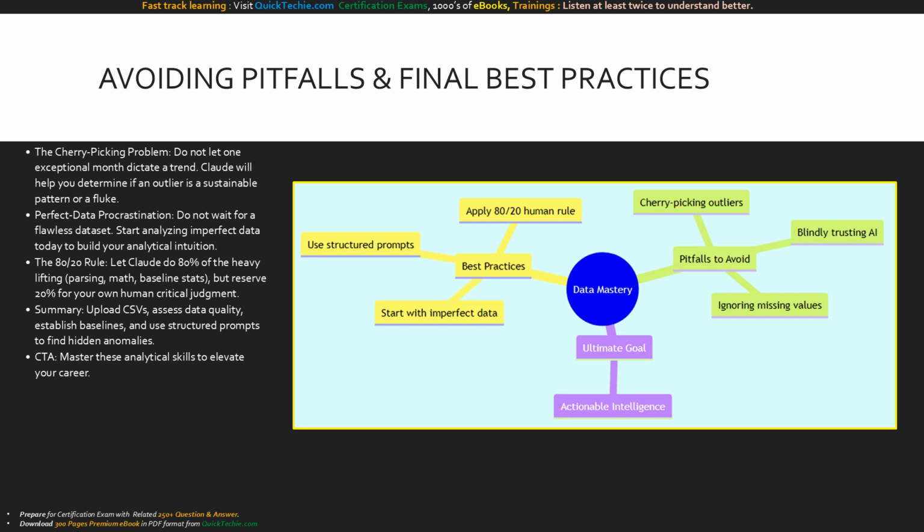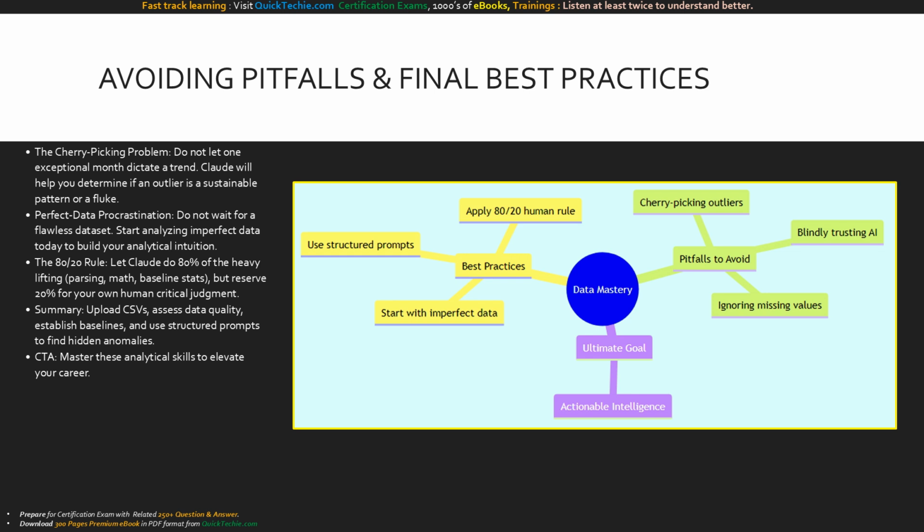Let's wrap up with the biggest pitfalls you must avoid. First, the cherry-picking problem. Do not let one exceptional sales month trick you into assuming a permanent trend. Ask Claude to verify if it's a sustainable pattern or a fluke. Second, perfect data procrastination. Stop waiting for a flawless spreadsheet. Upload the imperfect data you have today. The insights you get now beat perfect data tomorrow.